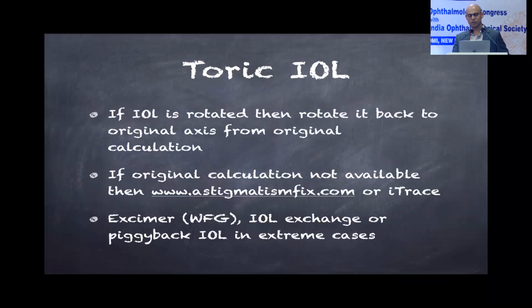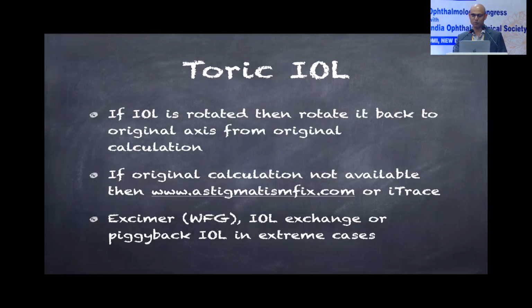Toric IOLs, if the IOL gets rotated, then one could rotate it back to the original axis. If you do not have the original calculation, then you could use these websites like astigmatismfix.com, or if you have a ray tracing aberrometer like the iTrace, that will help you to identify which is the correct axis in which the lens should be placed.